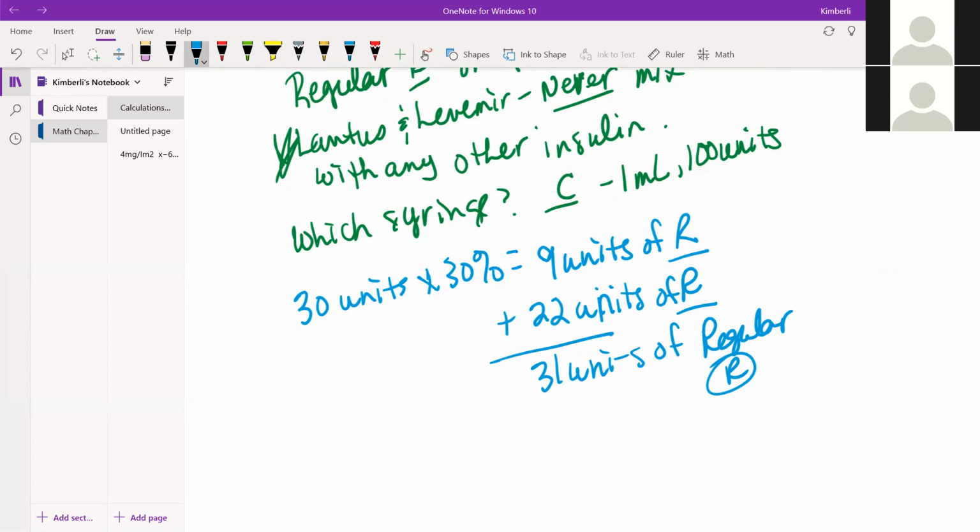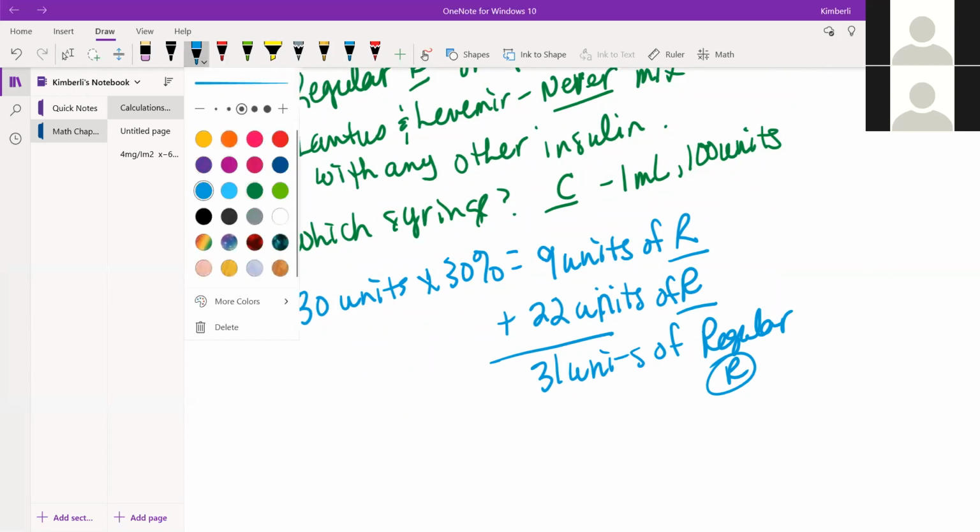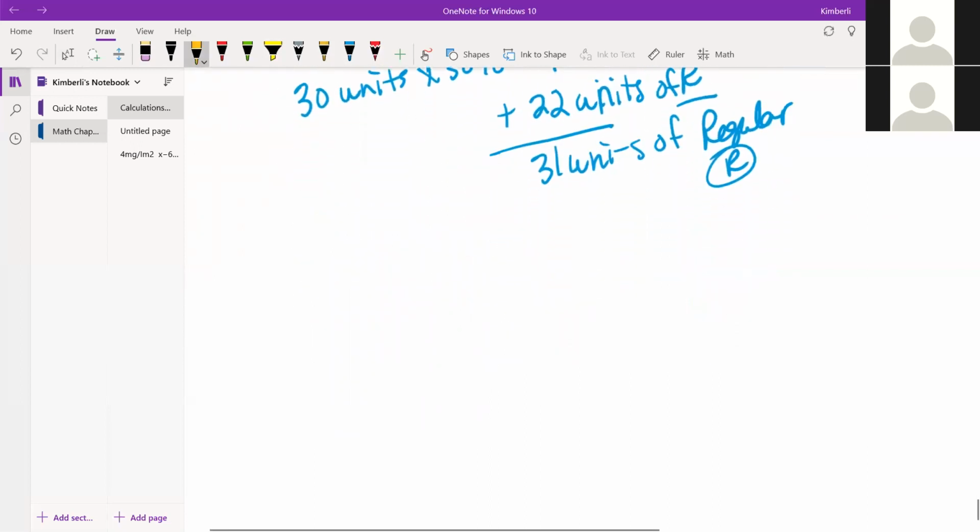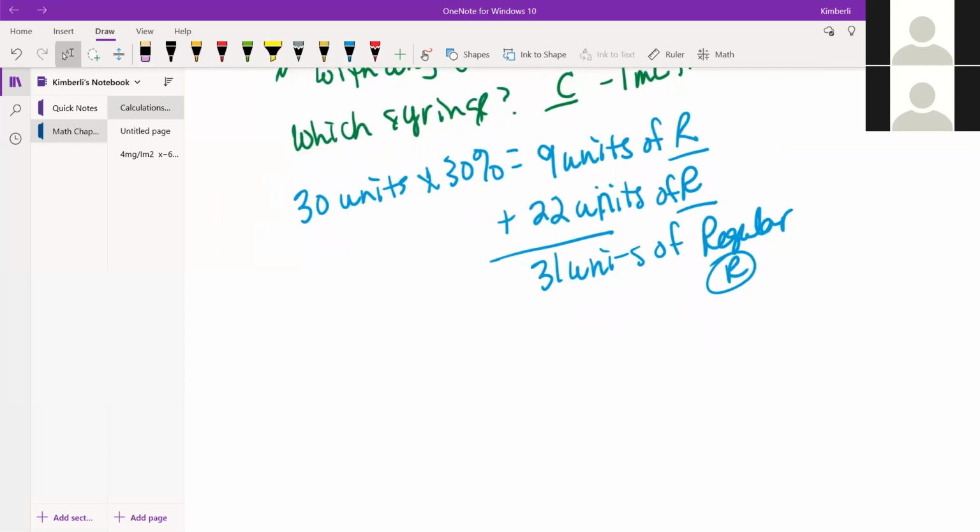And then the next question is how many units of NPH would they receive? So let's do the NPH. Let's, I don't know, do it in orange. Maybe I haven't tried the orange yet. Okay, so we have 30 units of 70%.